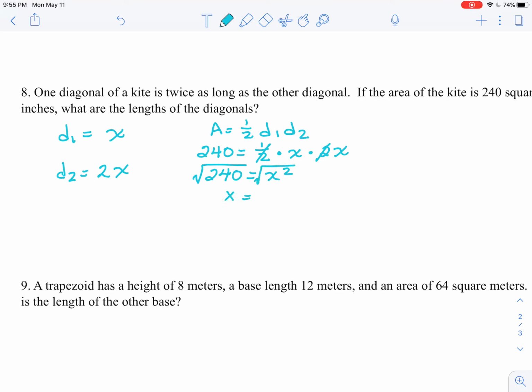And when we square root both sides, x is about 15.5. We were asked to find the lengths of the two diagonals. So the first diagonal was just x. So the first diagonal will just be 15.5 inches. The second diagonal was 2x. So 2 times 15.5 is about 31 inches.